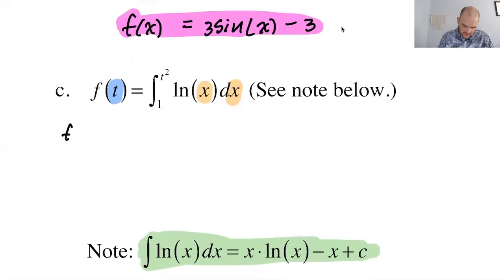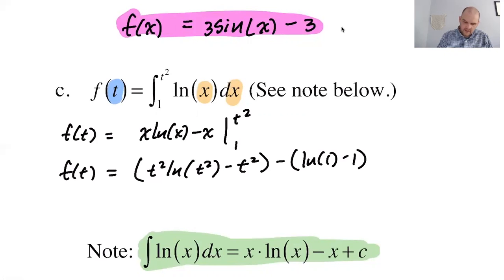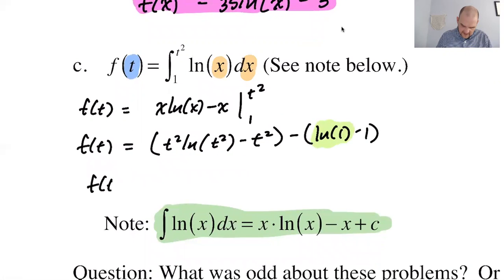So here, f of t is going to be, first we get x ln of x minus x, and we're going to go from 1 to t squared. So first we plug in t squared. So t squared, natural log of t squared, minus t squared, minus the quantity 1 times the natural log of 1, and then minus 1. The natural log of 1 is 0, so that's going to be gone. And so we're actually just going to get that f of t is t squared natural log of t squared, minus t squared, and then plus 1. And that, I think, is our final answer on that one.